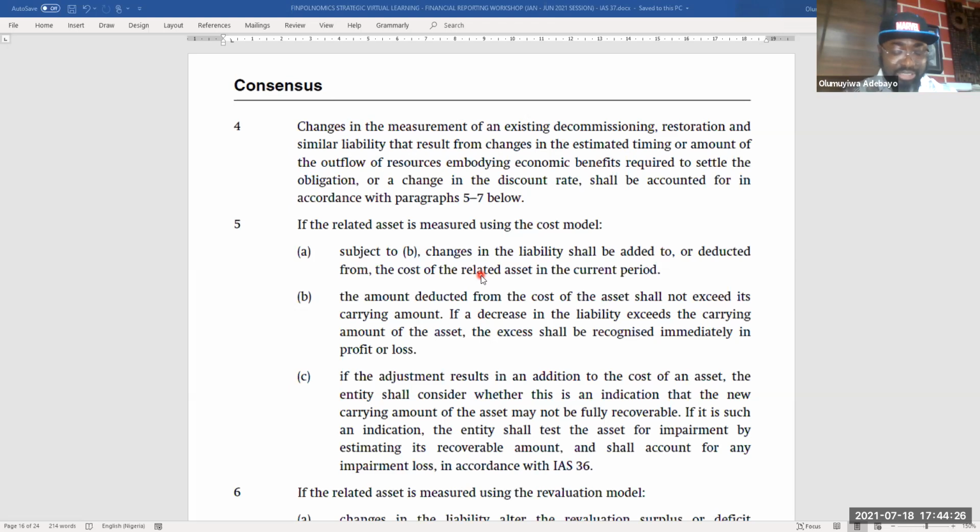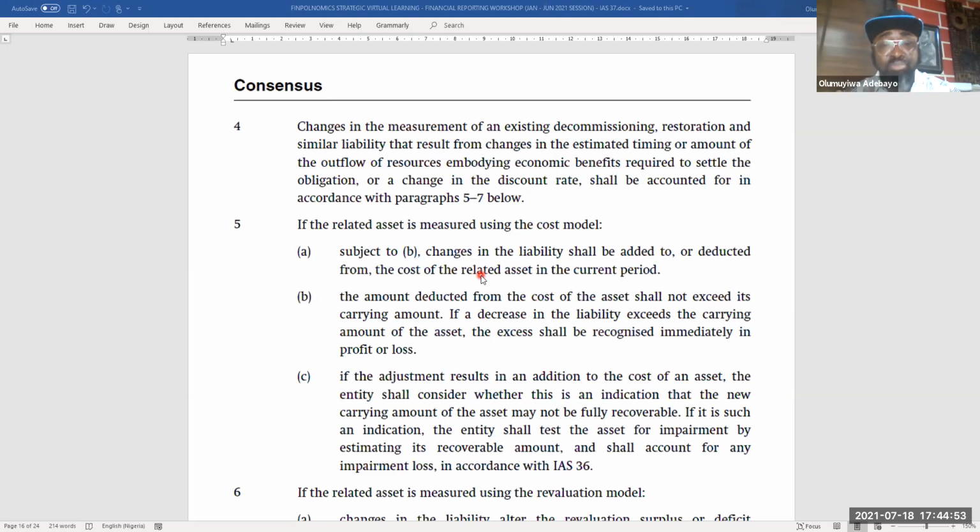What does that mean? It means that if the provision was 10 million, and today it was reassessed to be 12 million, and that reassessment is attributed to the fact that the discount rate has changed, or that the cash flow that was used to estimate it has changed, that 2 million difference will not be expensed. Rather, the 2 million difference will be capitalized along with the cost of that property, plant, and equipment.